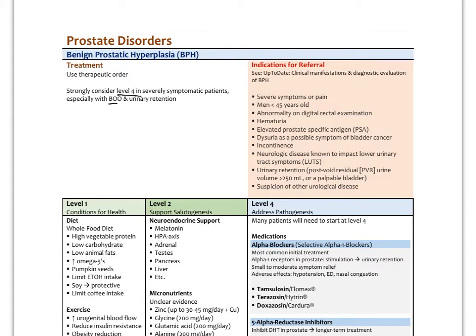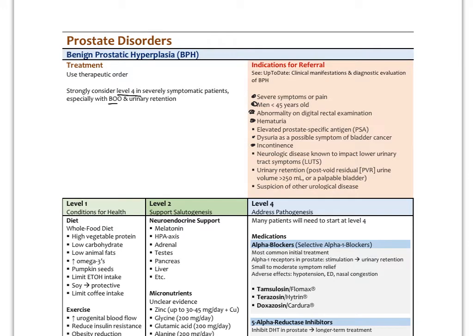Now, a couple of the indications for referral. If we see a patient and we see the following, we're going to need to refer them out urgently. That would be severe symptoms or pain. Men that develop these symptoms less than 45 years old, that's going to be more concerning. Abnormality, again, that you might feel evidence of prostate cancer, etc., on digital rectal exam. Any degree of hematuria. Elevated PSA above 4 on repeated measurements. Dysuria, again, that could indicate bladder cancer. Incontinence, neurological diseases that you might need to have proper workup for.